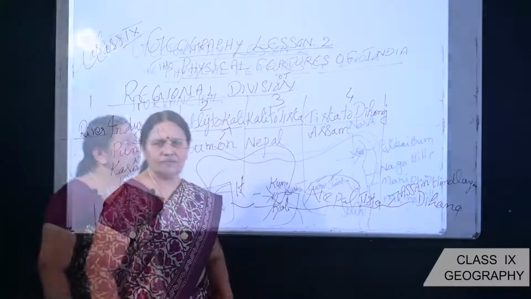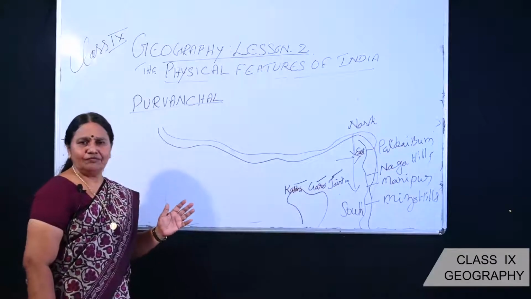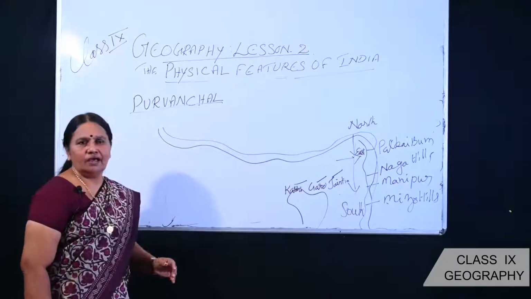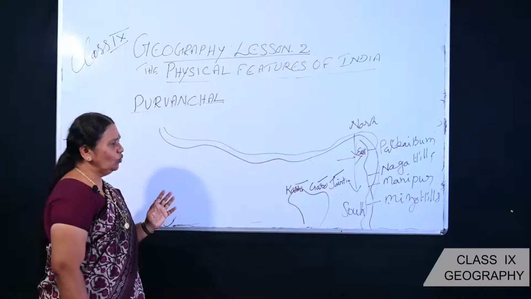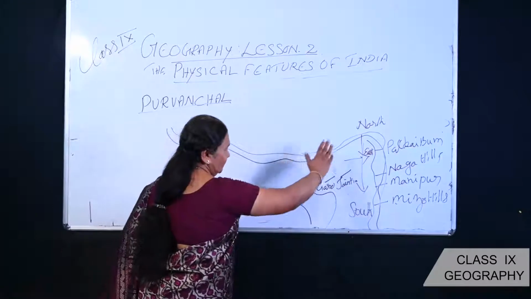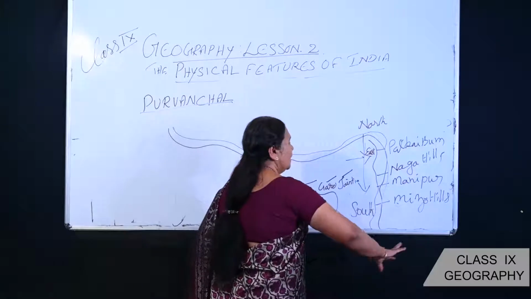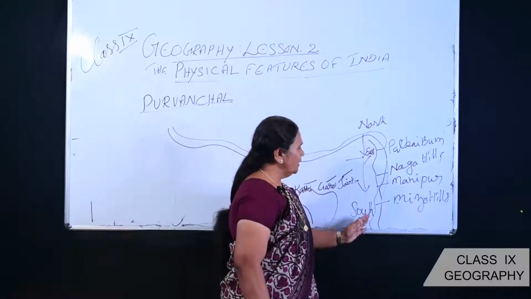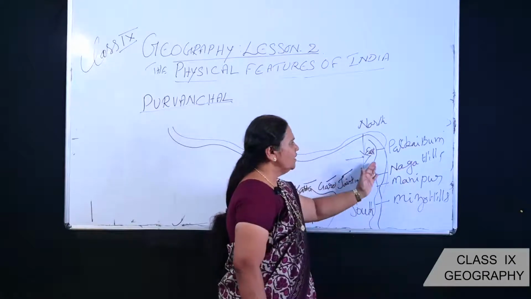Our discussion regarding the Himalayas would be incomplete without the discussion of Purvanchal. What does Purvanchal indicate? We know that the Himalayas run from west to east. After that, they take a north to south movement. One long stretch of Himalayas runs from north to south, and that part lies in the eastern or northeastern side of India.